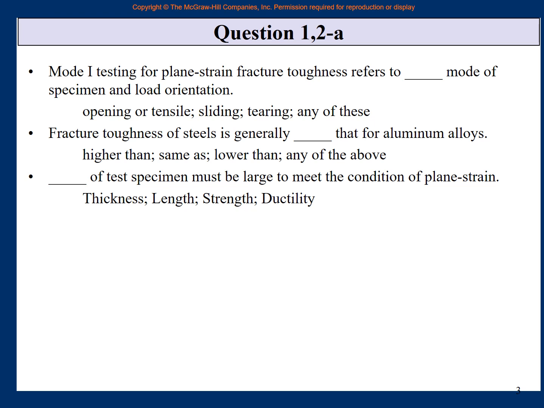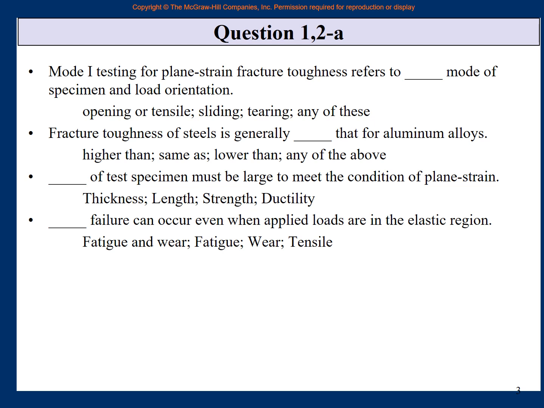Dash of test specimen must be large to meet the condition of plane strain: thickness, length, strength, ductility. So if you remember, there was even a formula, capital B is equal to something, that is the thickness of the test specimen, because if the thickness is large, then the strain in the third direction is negligible and the specimen becomes plane strain.